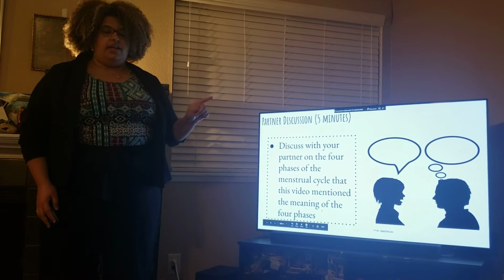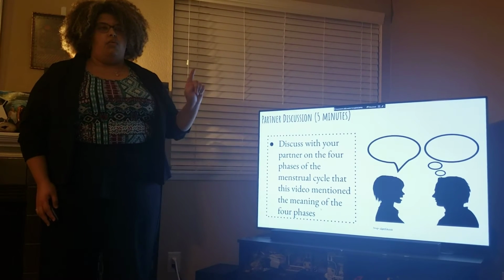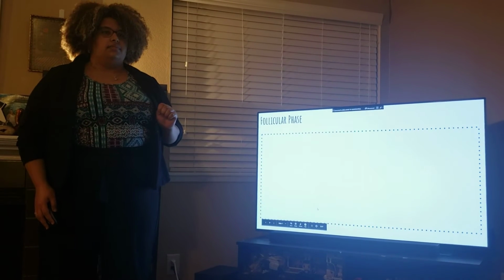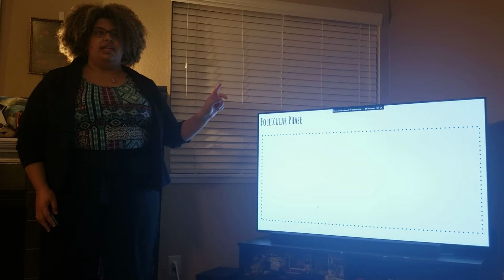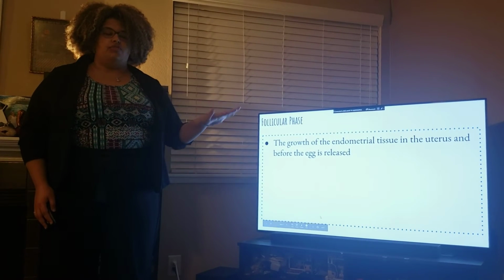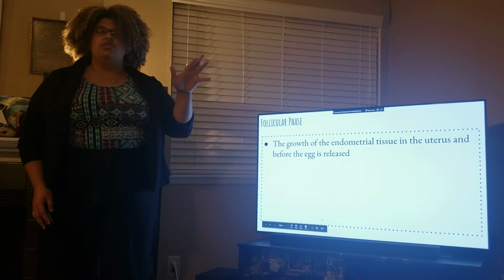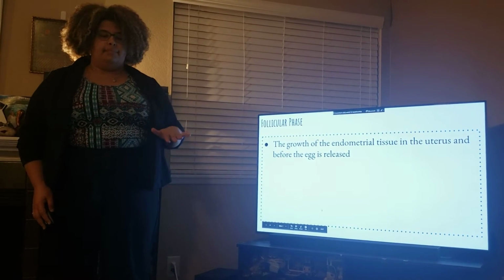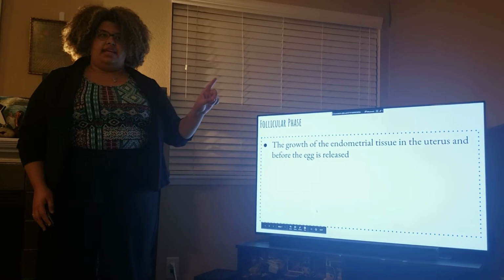Alright, quick partner discussion. What cycles were mentioned in the video? The first one is the follicular phase. This helps the growth of the endometrial tissue. So you'll start to see some growth of tissue here on the uterus wall. And this is before the egg is released.